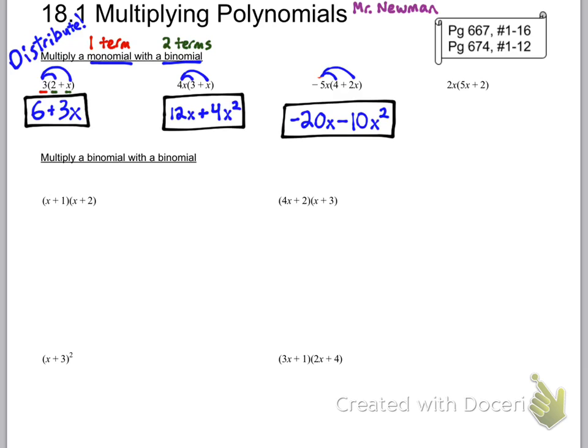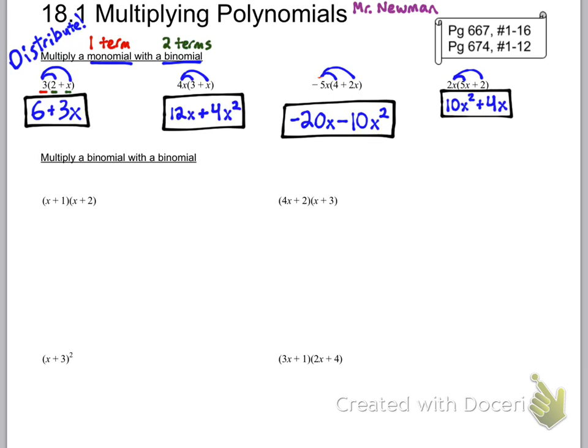This last one I want you to try on your own. When you distribute the 2x with the 5x, you get 10x squared. And when you distribute the 2x with the 2, you get 4x. So that is our final answer.